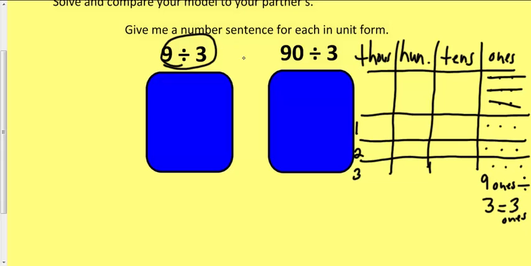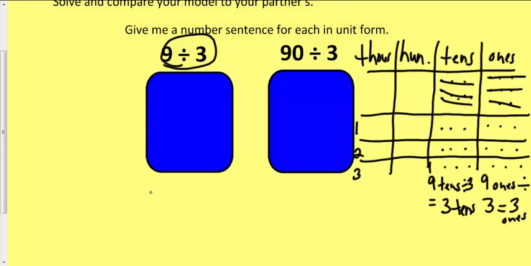All right, now we're going to do 90 divided by 3. So that's going to be 9 tens divided by 3. So again, I know it's going to be 3 in each group. So now I have 9 tens divided by 3 equals 3 tens.